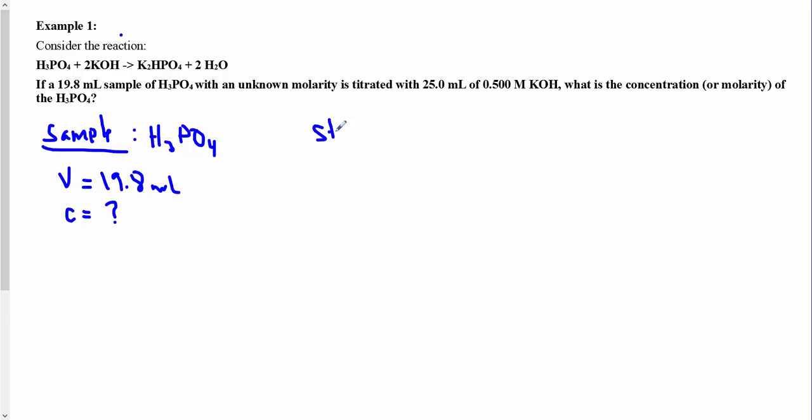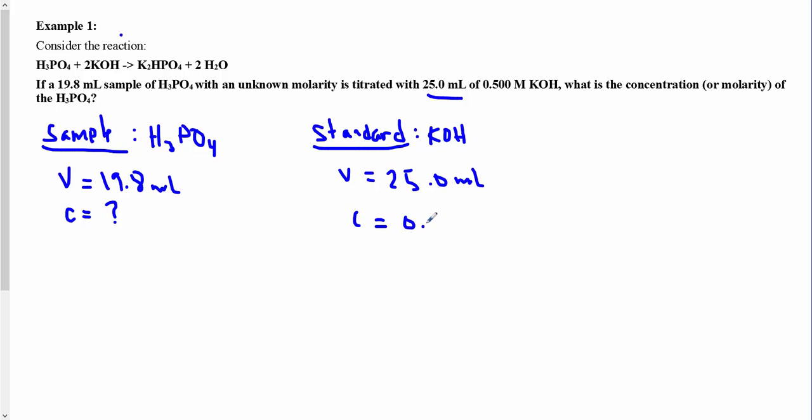Let's put our standard over here. So just by organizing the information for yourself in any way that makes sense to you, it's going to be easier to carry out these calculations. Our standard in this case is the solution that we're using to titrate. So it's the potassium hydroxide, the KOH. And what do we know about it? We know its volume is 25 mL. Great. We also know its concentration. The concentration is 0.500 molar, or moles per liter. So from this we can find the moles of KOH. So this is the first step.